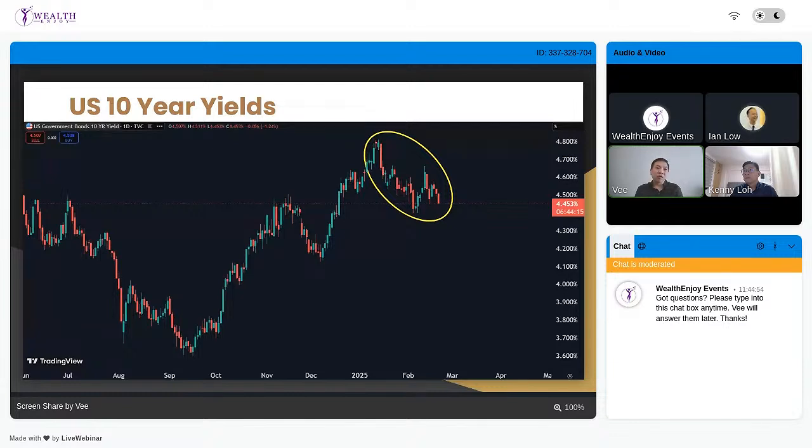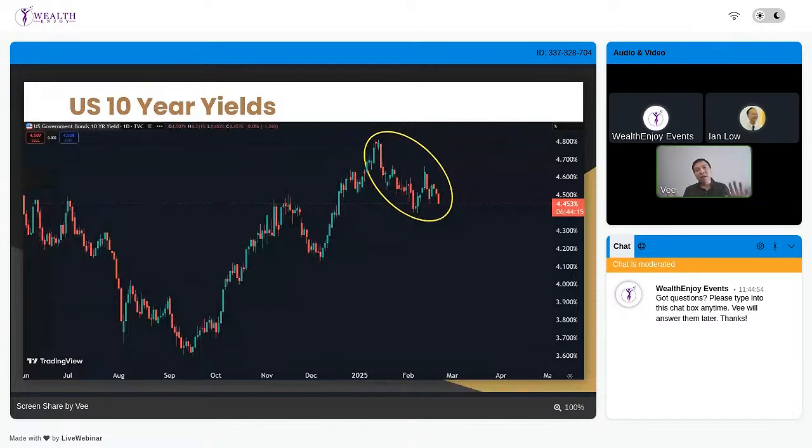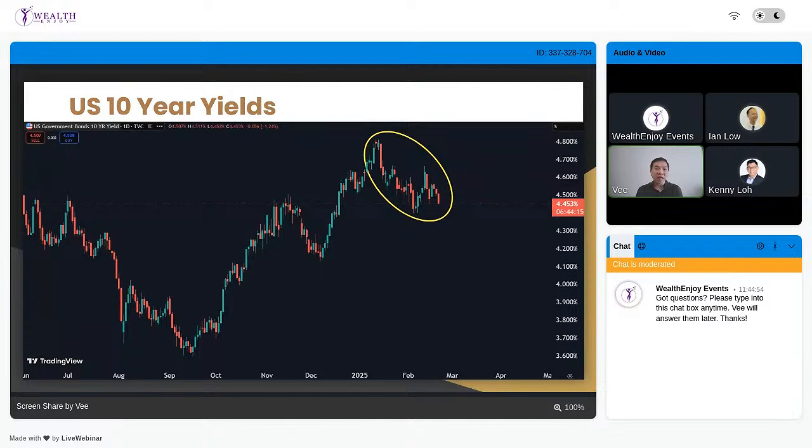It's what US 10-year yields mean. It's essentially the effective interest rate that the US government is paying on its 10-year debt. They borrow money from the market, and the 10-year benchmark is now around 4.45%. Previous to this, it was close to 4.8%. So since Trump has won the election, and since he's been in the White House, US bond yields, the borrowing cost for the US government, have been coming off.